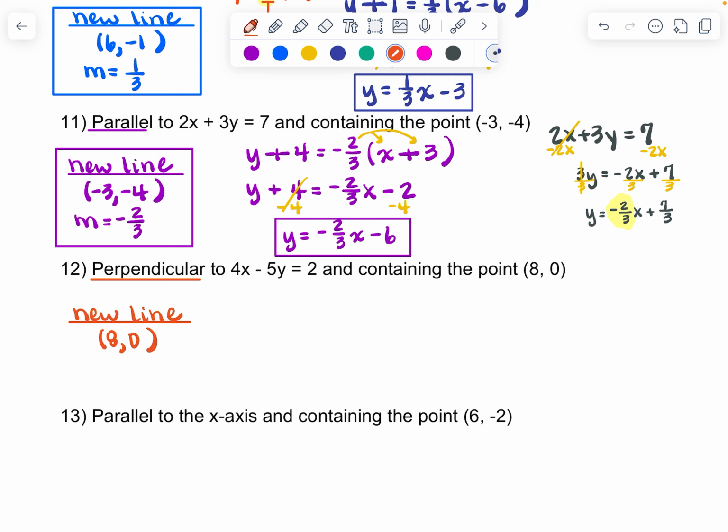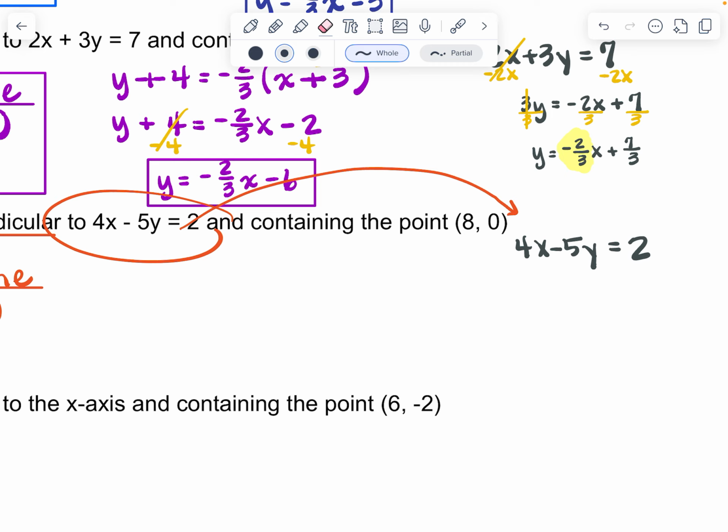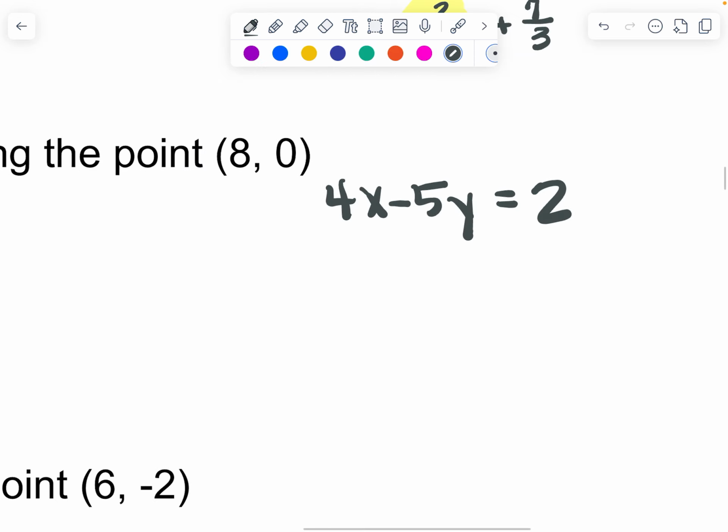All right, so I need the opposite reciprocal slope of this guy, but he's in standard form, so I can't see what his slope is. So again, I'm going to come over here and write that equation, 4x minus 5y equals 2. I need to put him in y equals mx plus b form so I can see what that slope is. So again, it's the same two steps going from standard to intercept.